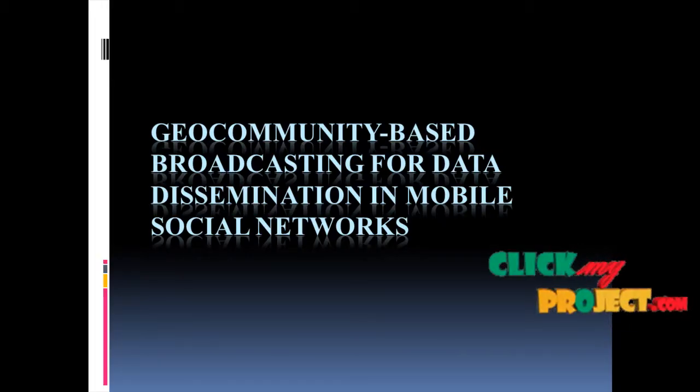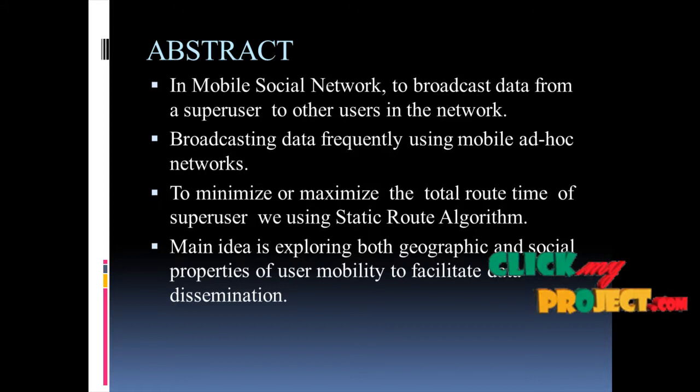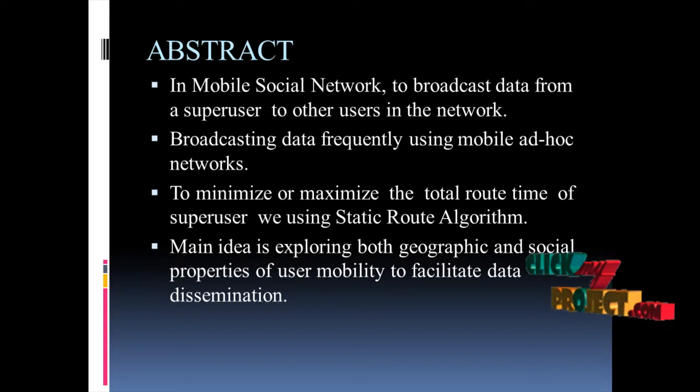Geo-Community-Based broadcasting for data dissemination in mobile social networks. Abstract. In a mobile social network, data is broadcast from a super user to other users in the network. Broadcasting data frequently using mobile ad hoc networks, to minimize or maximize the total route time of a super user. We use a static route algorithm.